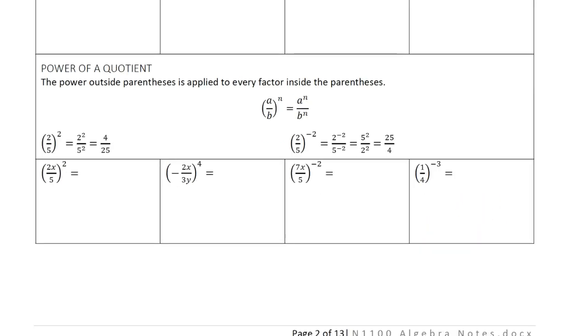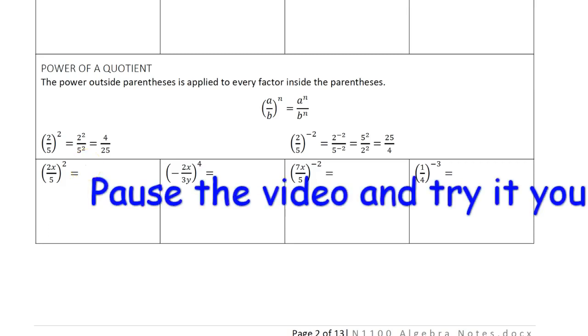Now for the power of a quotient. This means apply the power outside the parentheses to both the numerator and the denominator inside the parentheses. In the examples, 2/5 squared becomes 2 squared over 5 squared, or 4/25, and 2/5 to the negative 2 power is turned upside down to become 5 squared over 2 squared, or 25 over 4. Now pause the video and try the examples yourself.